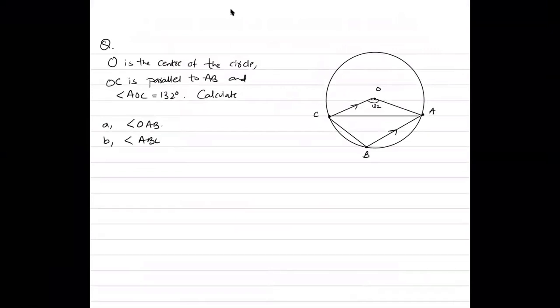Consider this question. O is the center of a circle. OC is parallel to BA and AOC is 132. Calculate OAB. So the question wants you to calculate this angle OAB.